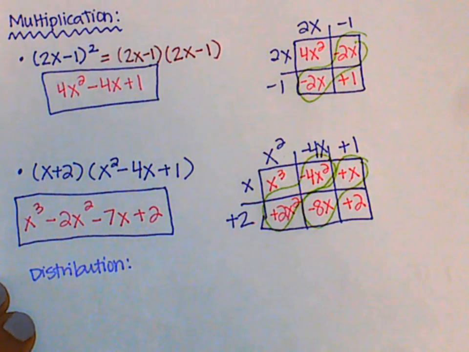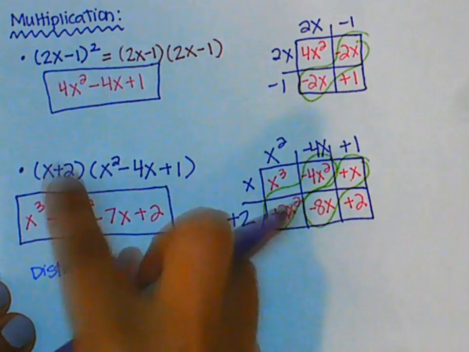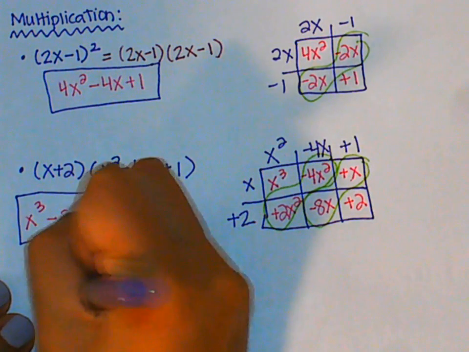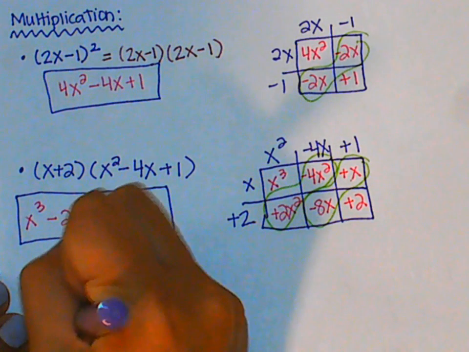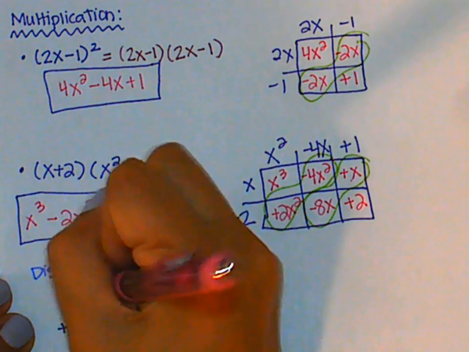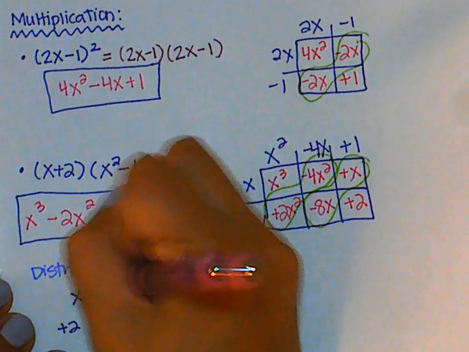If you wanted to use that, you could break up either one you want. I'm going to break up the binomial just because it's 2 of them. So I'm going to do x and then plus 2. And then you would multiply it by the trinomial.